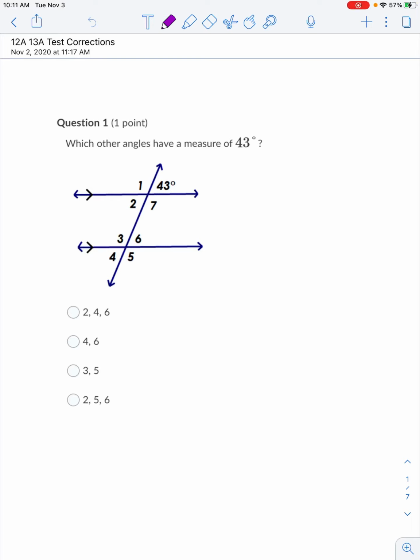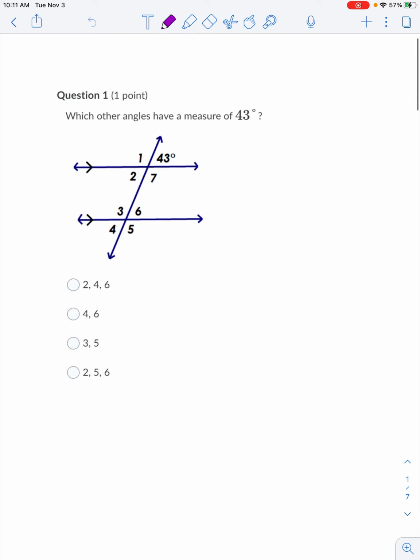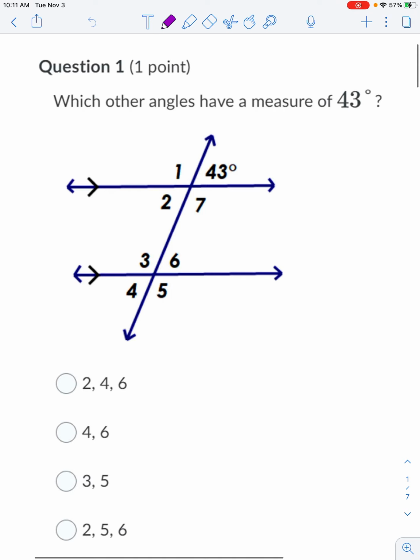All right, we're going to go over the AKS 12A and 13A tests. Question 1 says, which angles have measures of 43 degrees? In this picture, we see that these two lines are parallel to each other, and they're being cut by this transversal. So we want to find all of the angles that would be congruent to this angle using the relationships when two lines are cut by a transversal.